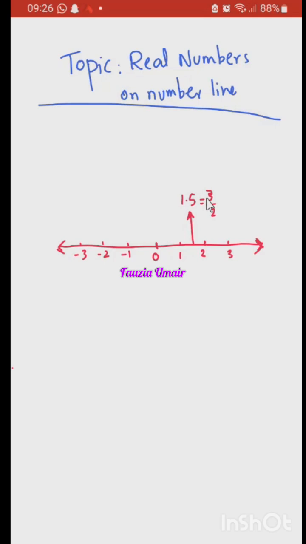So what about irrational numbers? What do you think about them? How to represent irrational numbers on this number line? Or can we do them? Can we plot irrational numbers as well?